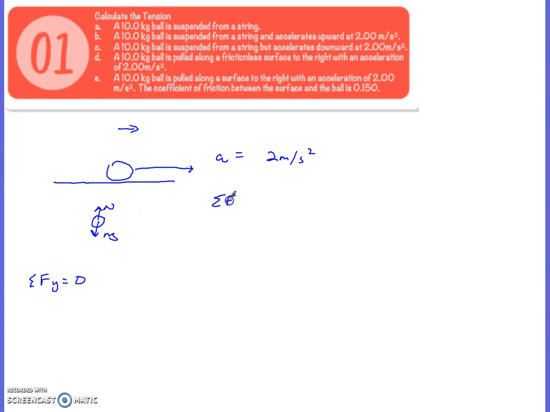But the sum of the forces in the x direction, well, the only force acting is the tension. There is no friction force. It says it's a frictionless surface, so the only force acting in the x direction is tension. That equals ma. And so that's going to be the mass, 10 kilograms, times that positive acceleration, 2 meters per second squared, equals 20 newtons.